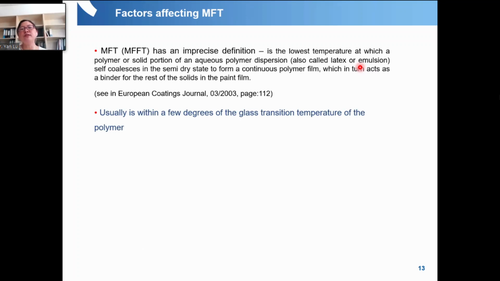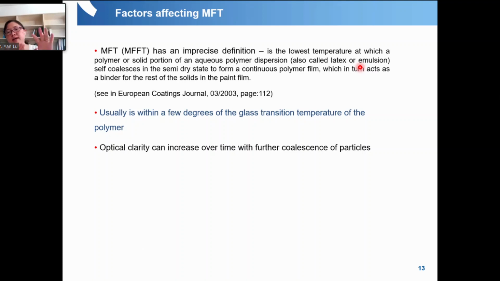What we need to keep in mind is the temperature of this MFT. Normally it's within a few degrees of the glass transition temperature of the polymer, so plus or minus, within a certain range of the glass transition temperature. And of course, the optical clarity can increase over time with further coalescence of the particles.